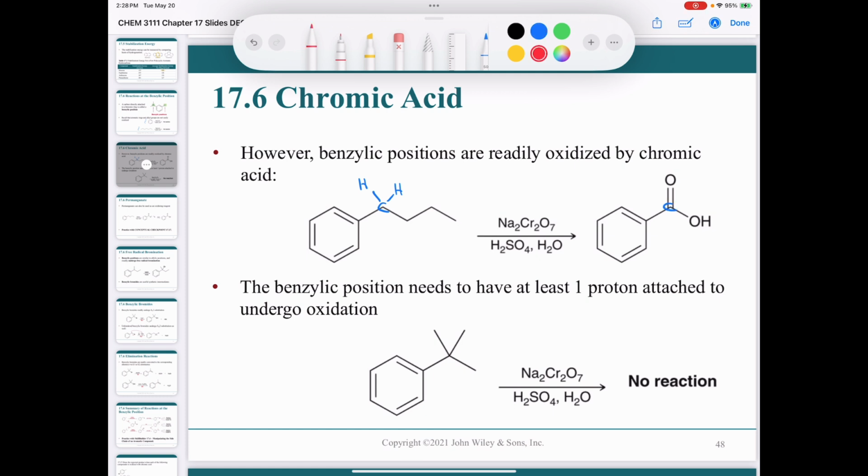Now, if you're wondering, what happens to the rest of it? Where does this go? Well, this just ends up in the chemical waste. We say it's excised from the compound. So no need to worry about the byproducts. Now, like I said, the benzylic position needs to have at least one proton attached in order to undergo oxidation. So if we take a look at this carbon here, we can see that this carbon is quaternary. It has no hydrogens attached, and therefore we get no reaction.